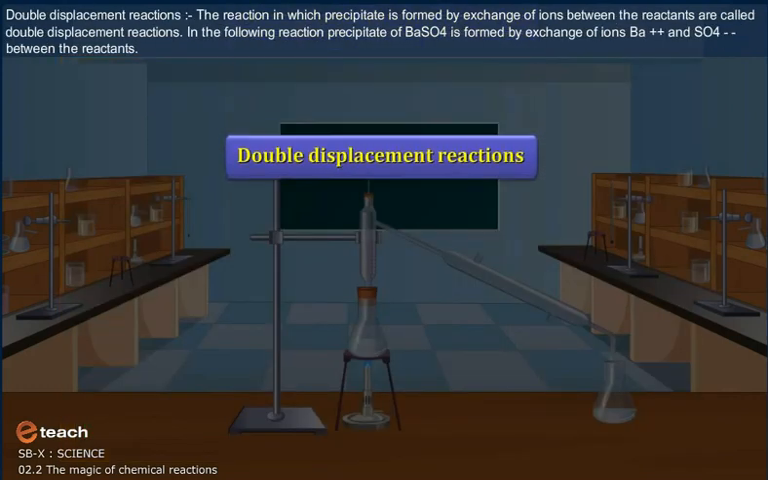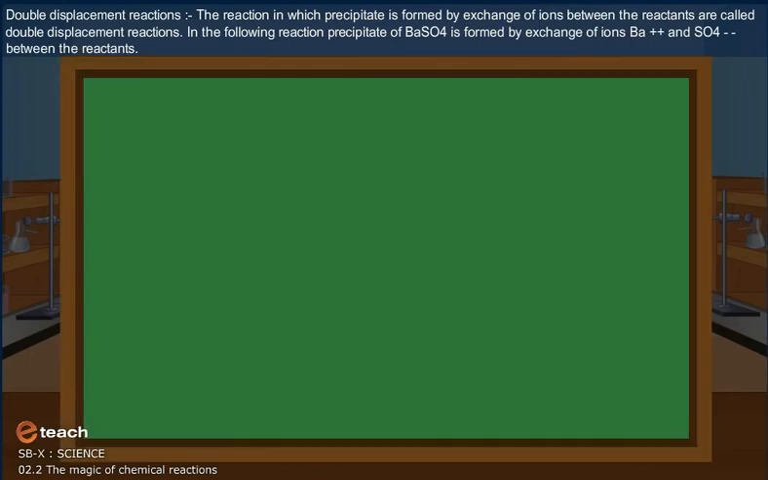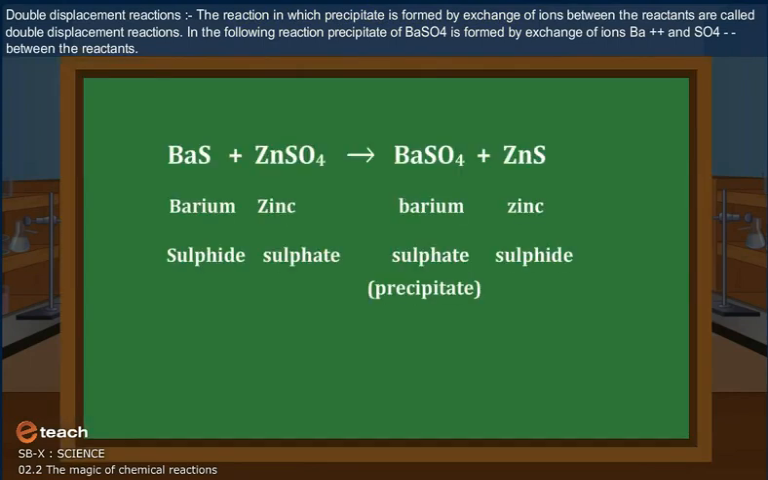Double displacement reactions. The reaction in which a precipitate is formed by exchange of ions between the reactants is called a double displacement reaction. In the following reaction, a precipitate of BaSO4 is formed by exchange of ions, that is Ba++ and SO4--, between the reactants.